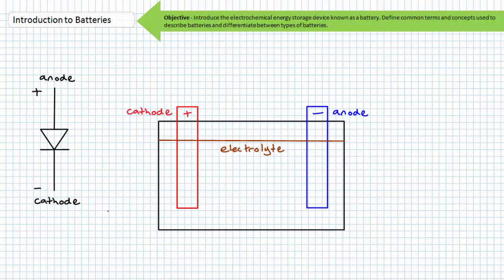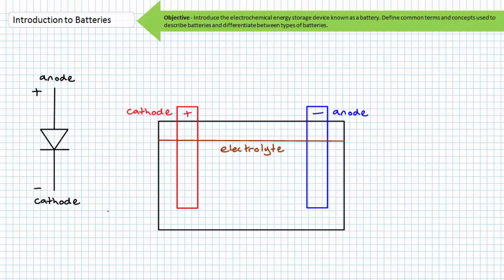A quick note about the terminology I'm using in this generic cell diagram. The positive electrode is the cathode. The negative electrode is the anode. Those with an understanding of basic power electronics devices like the diode might think I'm playing a little fast and loose with the definition of cathode and anode.